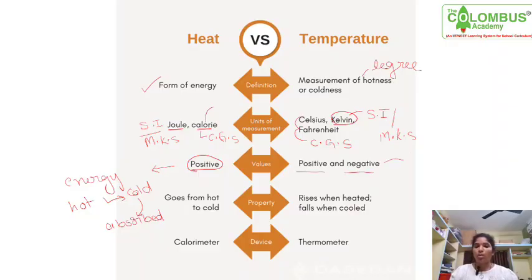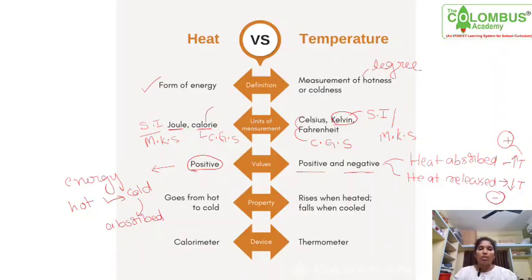if heat is absorbed, the temperature will increase. If heat is lost or released, the temperature decreases. So if heat is absorbed, the temperature is increased. If heat is released, the temperature is decreased. So if heat is absorbed, the change in temperature is positive. If heat is released, it is negative. And here heat goes from a hot body to a cold body, and temperature rises when heated and falls when cooled. Already we explained this in the previous point.